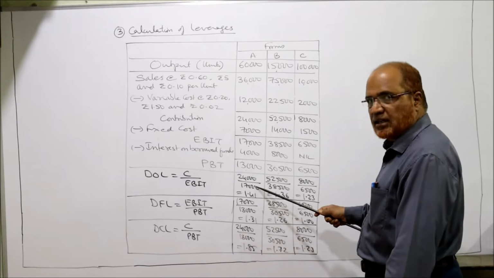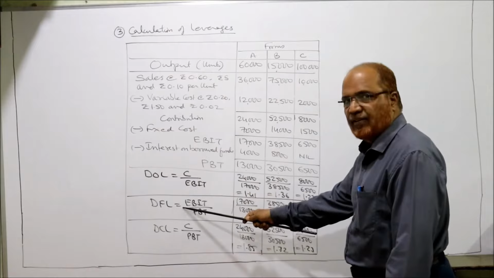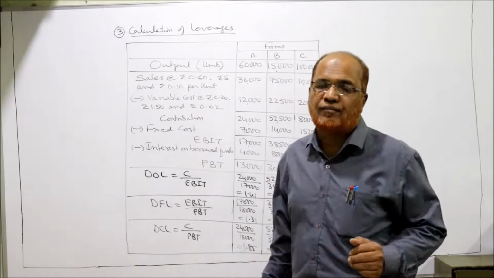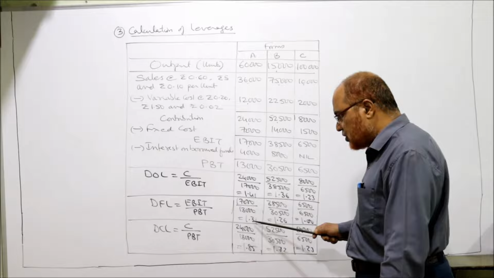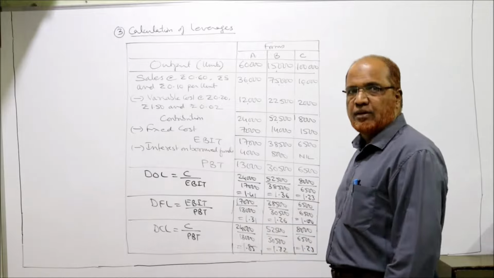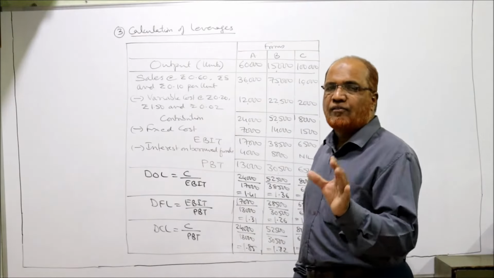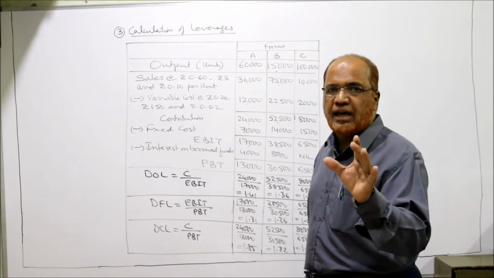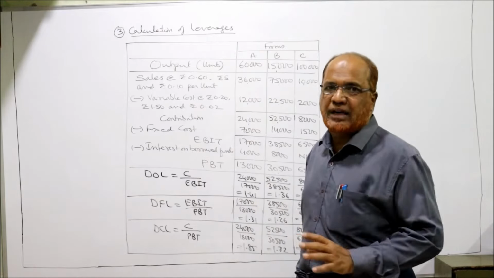So A's DOL is more and A's DFL is also more. When both DOL and DFL are more, then definitely DCL. DCL is not an independent leverage. It's a combination of OL and FL. Multiply these two: 1.41 into 1.31, you will get 1.85. Now here see 1.72 and 1.23. So we have concluded firm A is a risky firm. Comparatively, firm A is a risky firm because its OL and FL both are high compared to B and C.